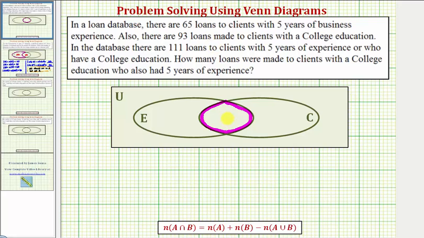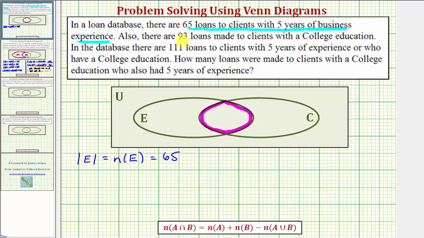The number of elements in a set is also referred to as the cardinality of a set. So for our next step, let's list all the given information. We're first told 65 loans were made to clients with 5 years of experience, which means the cardinality of set E, or the number of elements in set E, is equal to 65. Two common ways to denote this would be to use vertical bars around set E for the cardinality of set E. Sometimes we'll also see it as n of E. This is equal to, again, 65 because set E contains 65 elements.